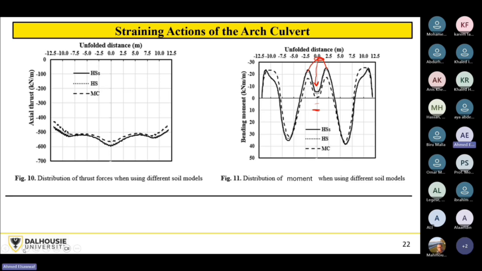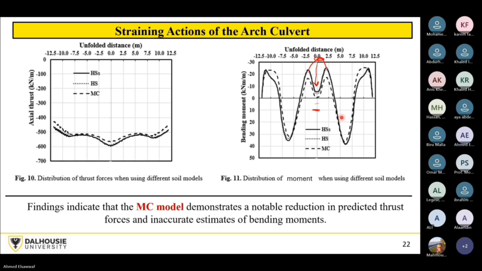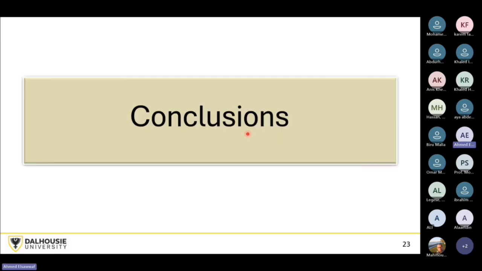Anyways, we are talking here about the difference between models. You can see that you don't have much difference between the three models when you look at the axial thrust and bending moments, but still, if you are doing some value engineering and you want your design to be very specific and accurate, you still have to consider the HSS model for accuracy of internal forces. Okay, so that's all we have today in this presentation.